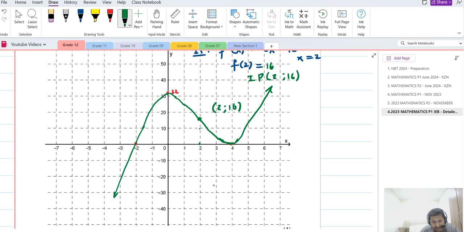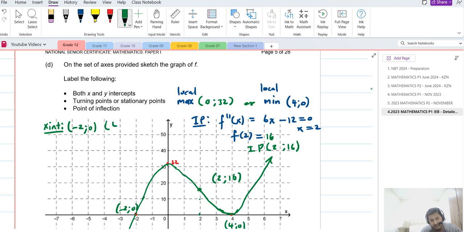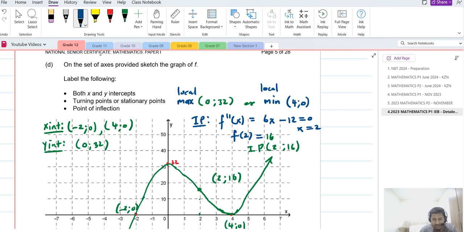So this is -2, 0, and this is 4, 0. Those are the x intercepts. Let's put x intercepts, which are -2, 0 and 4, 0, and the y intercept is basically 0 and 32, as we can see here. Okay, and I think we have enough information on this graph, and we can just call this graph f.